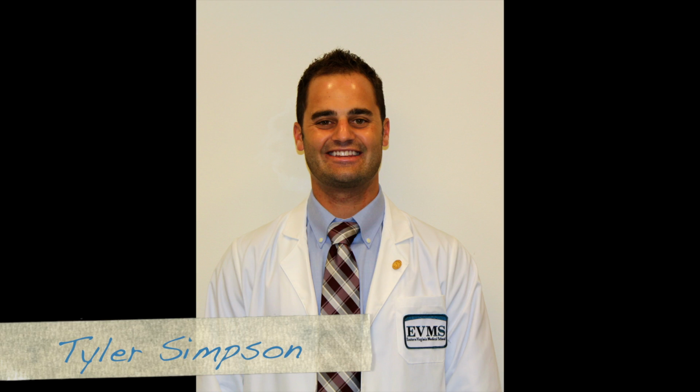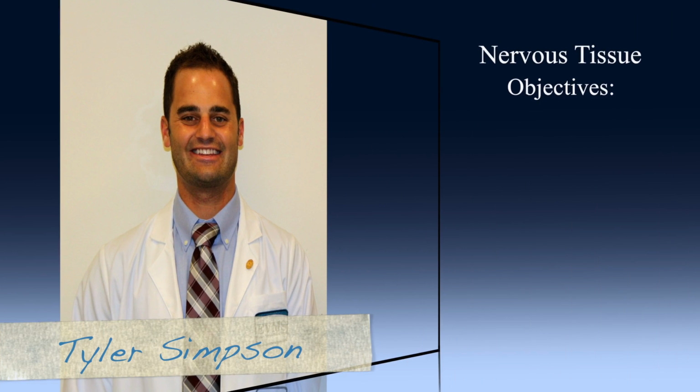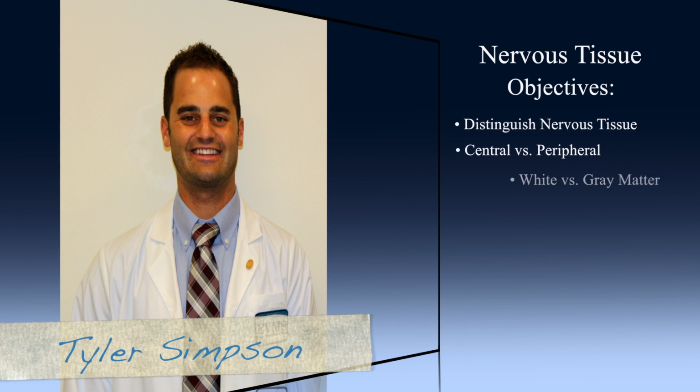Today we will be looking at nervous tissue. Our objectives for today will be to distinguish nervous tissue from other types of tissue, recognize peripheral and central nervous tissue, differentiate white and gray matter, and identify axons and dendrites.